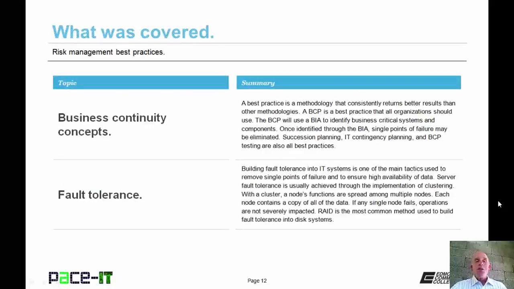That concludes this session on risk management best practices. We began by talking about business continuity concepts, and we concluded with a brief discussion on fault tolerance.